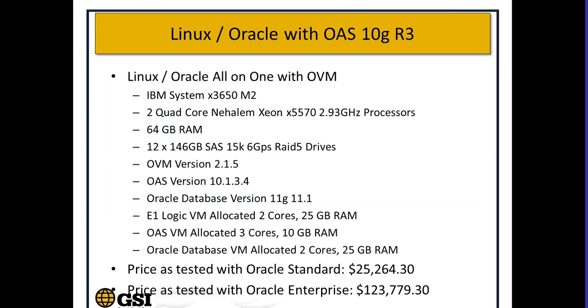Last configuration is the Linux Oracle configuration with OAS. I apologize that there's nothing really out there on WebLogic. As soon as that information becomes available, I'll let you know. In fact, I even looked for it today before I presented these numbers because I wanted to see if there was anything really new in terms of metrics. But unfortunately, there just isn't.